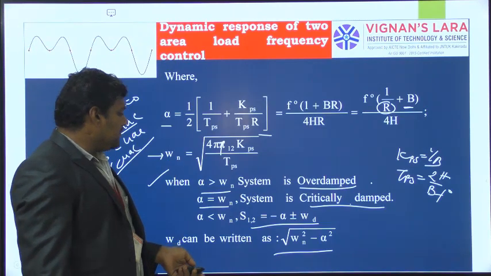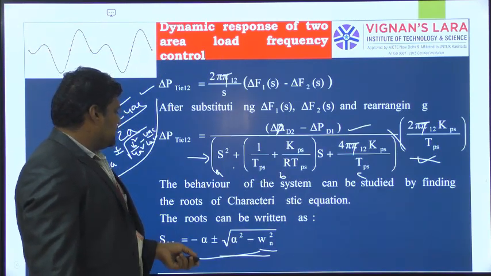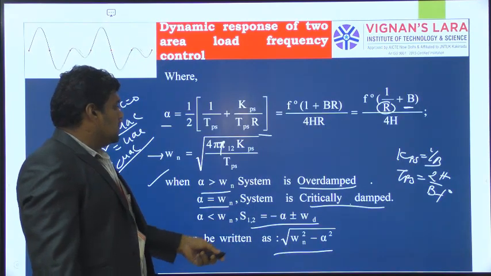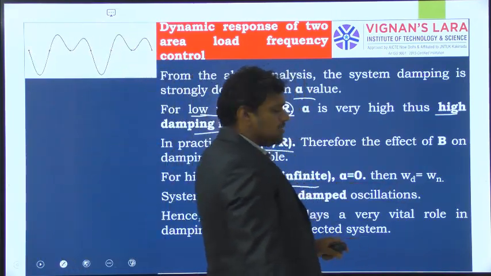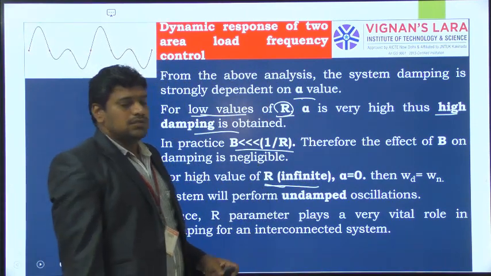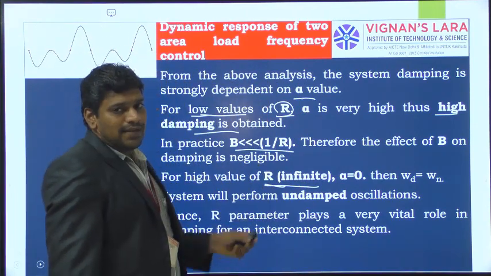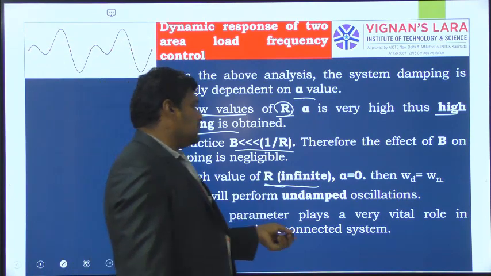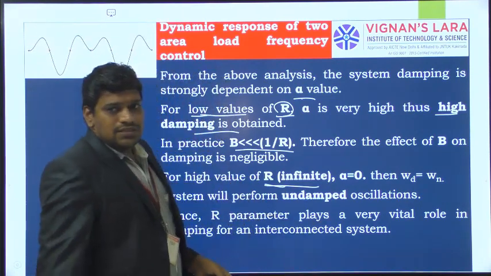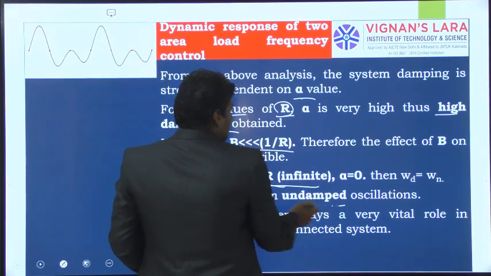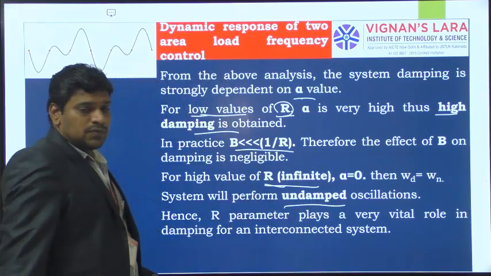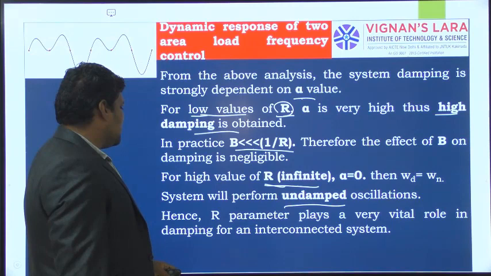So at that time when alpha is 0, then S12 is equal to this scenario. Alpha is 0, then omega d is equal to omega n. Damped angular frequency is equal to the natural frequency. Omega n is natural frequency. When alpha is 0, then natural frequency is equal to the damped angular frequency. So therefore, the system will perform undamped oscillations.